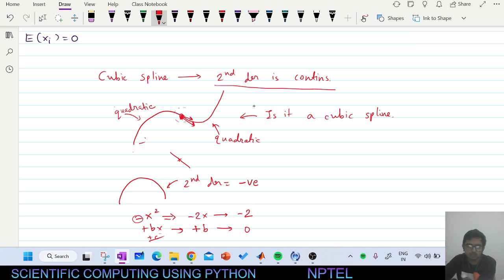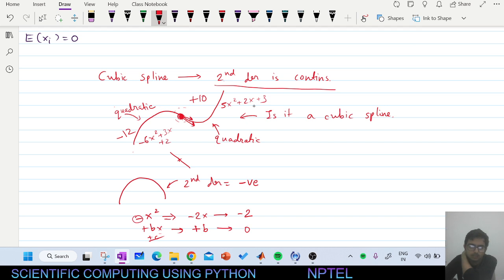So if this is some minus 6x square plus 3x plus 2, and this is 5x square plus 2x plus 3, and it's in such a way that here both the values and the derivatives are equal, but still it won't be a cubic spline, even though it looks very smooth, because the second derivative here is plus 10 and here it's going to be minus 12. Okay, so that is not continuous.